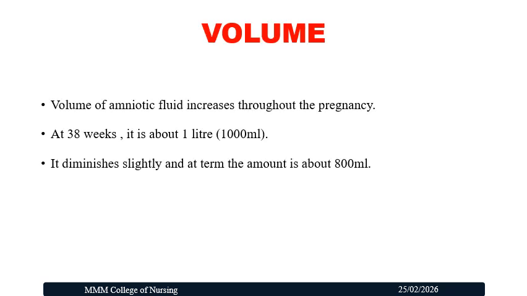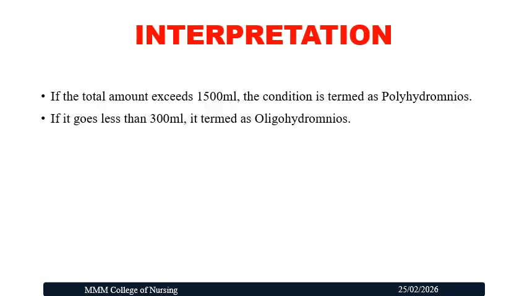Volume. The volume of amniotic fluid increases gradually throughout the pregnancy. At 38 weeks, it is about 1 liter, that is 1000 ml. It diminishes slightly and at term, the amount is about 800 ml. Interpretations are: if the total amount exceeds 1500 ml, the condition is termed polyhydramnios, and if the fluid goes less than 300 ml, it is termed oligohydramnios.